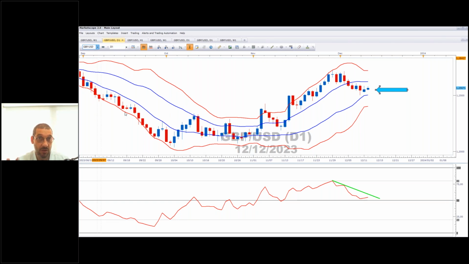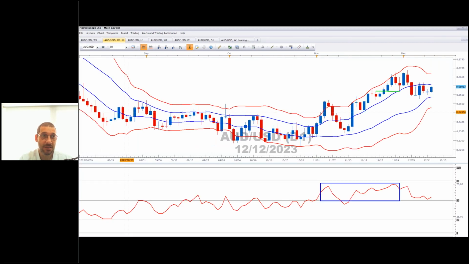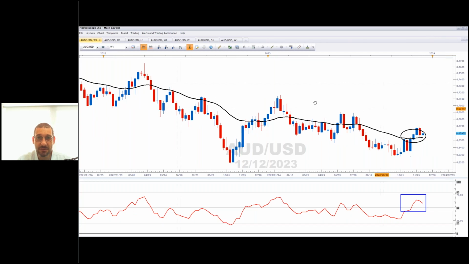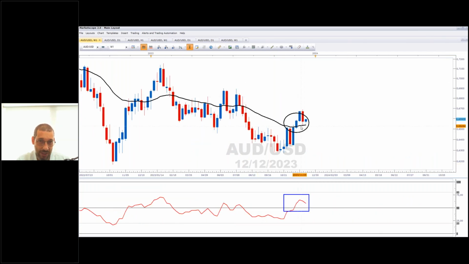Aussie and Loonie are commodity currencies, so slightly different fundamentals driving those than, say, the euro and pound pairings. Okay, so let's just take a look at the Aussie. All right, so we are above the 30-week exponential moving average, a 30-week moving average pointing up. Okay, RSI is above 50.